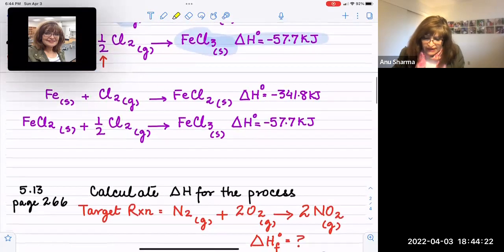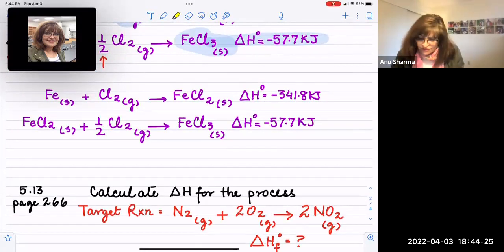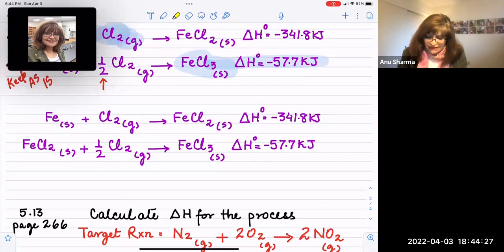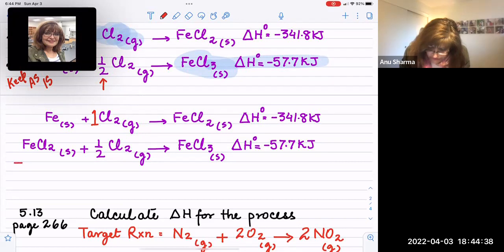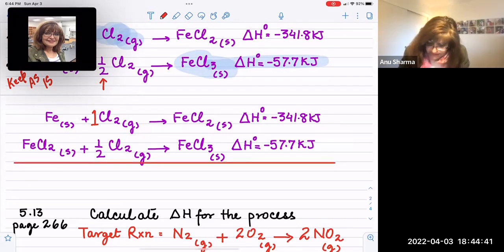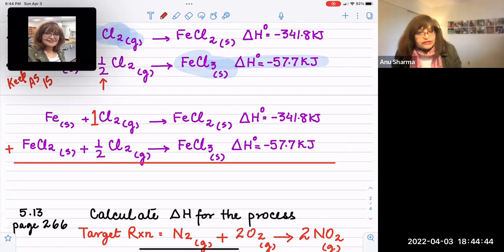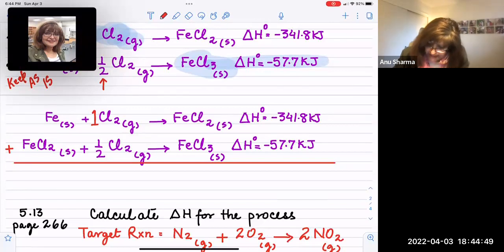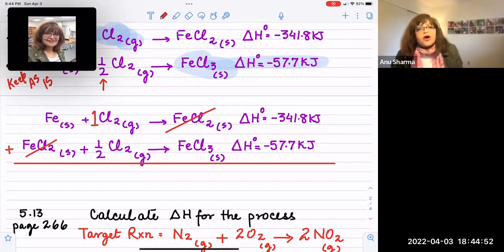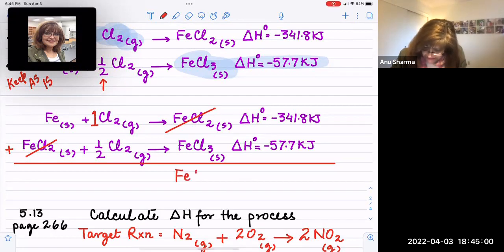So here we rewrite this after we have decided which ones we are keeping as is. So now you are taking iron plus Cl2. Remember that this is actually 1. So don't forget that. And then you have half. So now let's just add these two together because we are keeping them the same. We are not reversing anything, so the signs of the delta H values remain as they are. We see that FeCl2 and FeCl2 are on opposite sides, but they're common, so they cancel out.